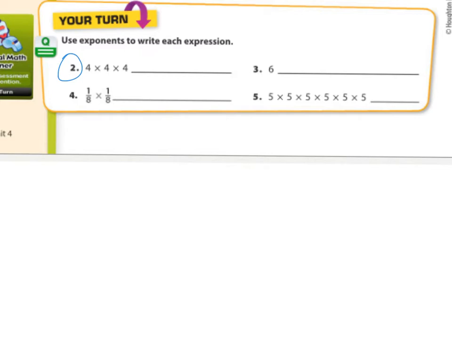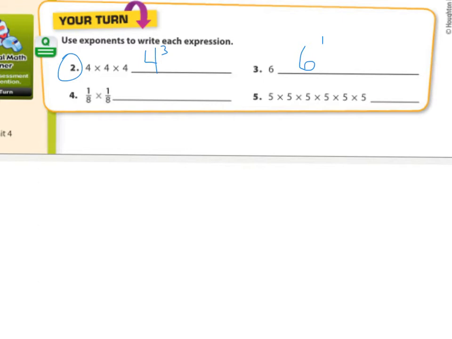So number 4, our base is going to be 4 because that's what's being multiplied over and over again. And then how many are there? There are 3, so that's going to be our exponent. Number 3, 6, there's only one of them, so we just write one of them, and then since there's only one, our exponent is 1.